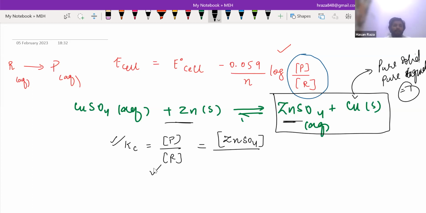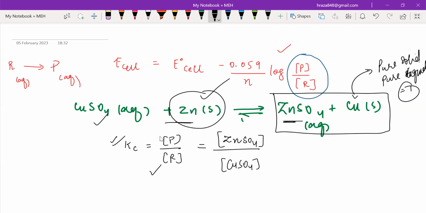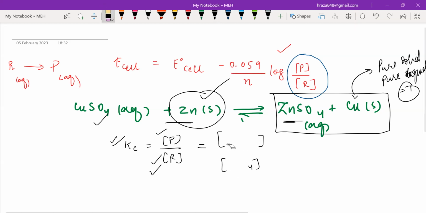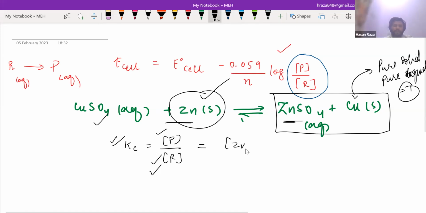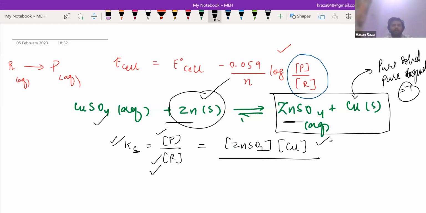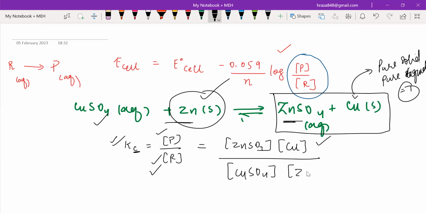Now come to the reactant part. You can see again, this is in solid, so you are going to neglect it and write this part. Are you getting my point? Product upon reactant. So how many products do you have? Two products. ZnSO4, this is concentration, concentration of ZnSO4 into this is product, and this is your reactant.